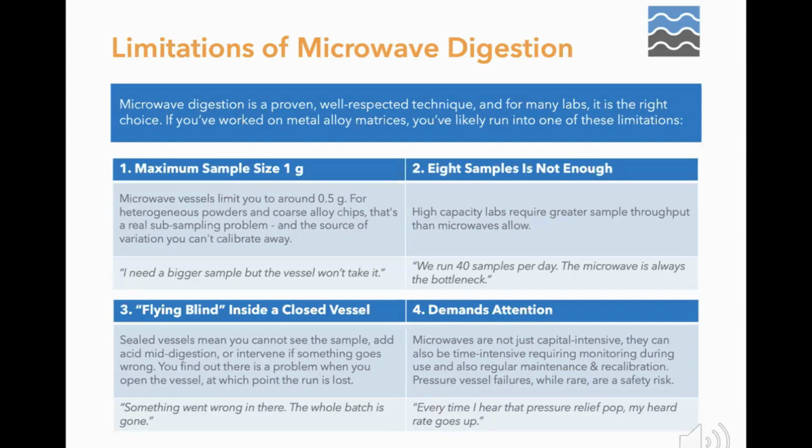The second is probably capacity. Even some of the larger microwave digestion units that are out there have limitations on how many samples can be run at any one time. There's not a good scalability there. There are capacity limitations, and very often microwave is the bottleneck. Third is obviously that the digestion itself is taking place inside of a closed vessel. You can't see what's going on. You don't know if that digestion has failed until the end of the cycle.